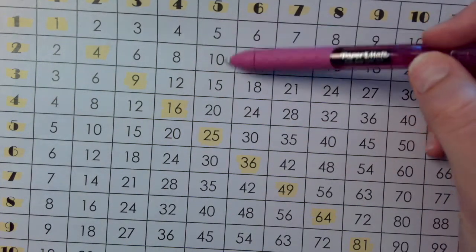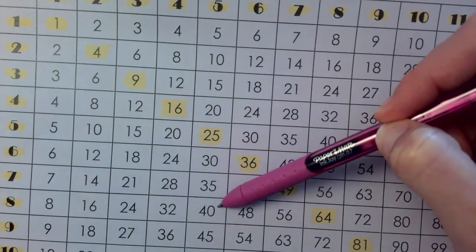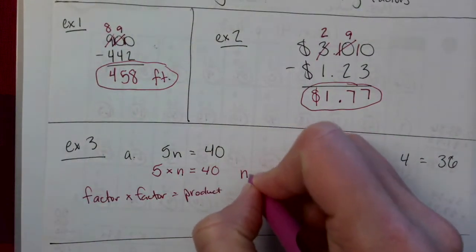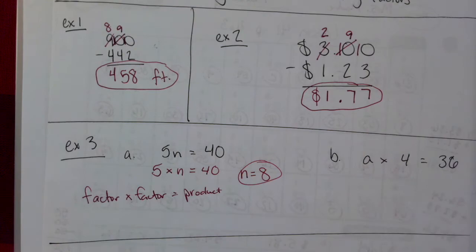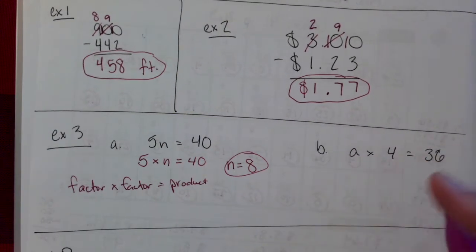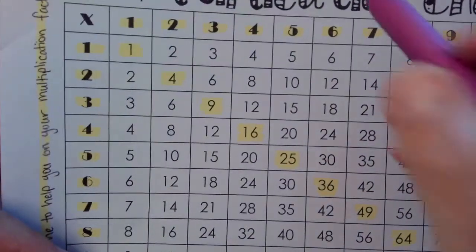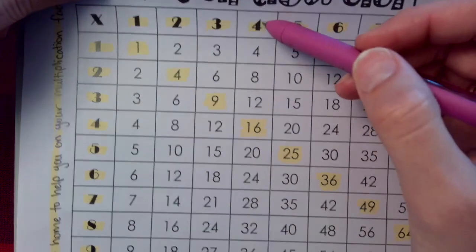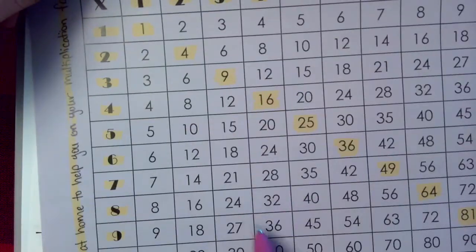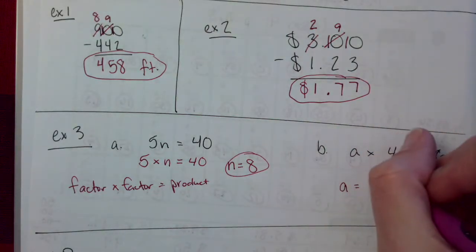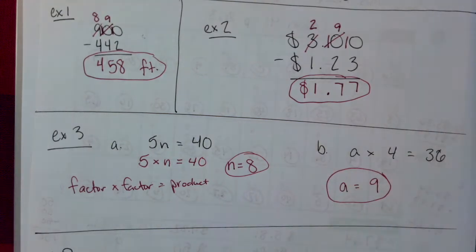I can also count down: 1, 2, 3, 4, 5, 6, 7, 8, and I get the same answer. Okay, so my missing factor, n, equals 8. Same thing here. A times 4 equals 36. Well, what times 4 equals 36? Well, go in my 4 column. Find 36. Boom. Drag it over. Ooh, 9. So A equals 9.